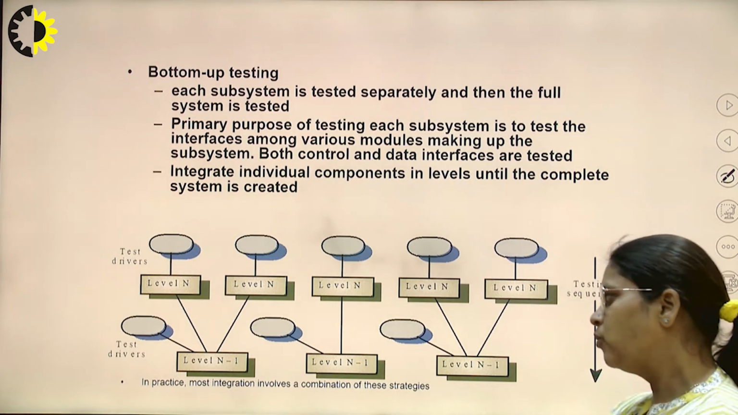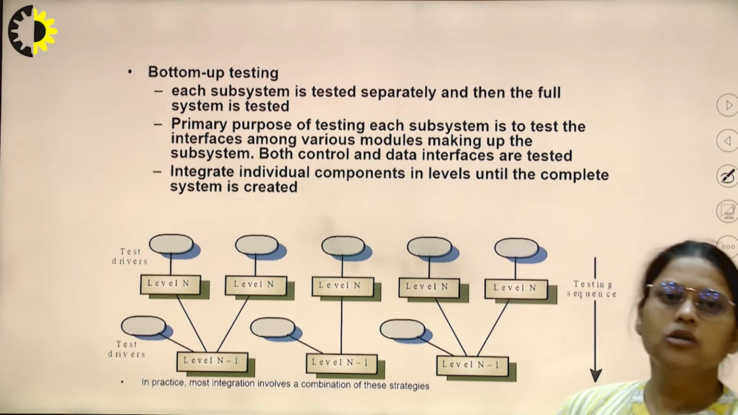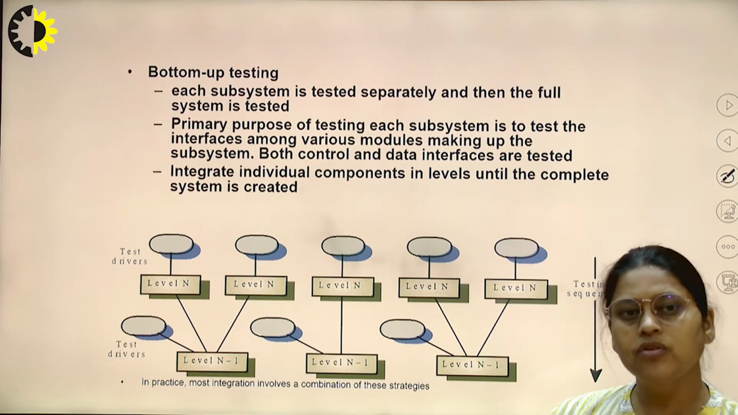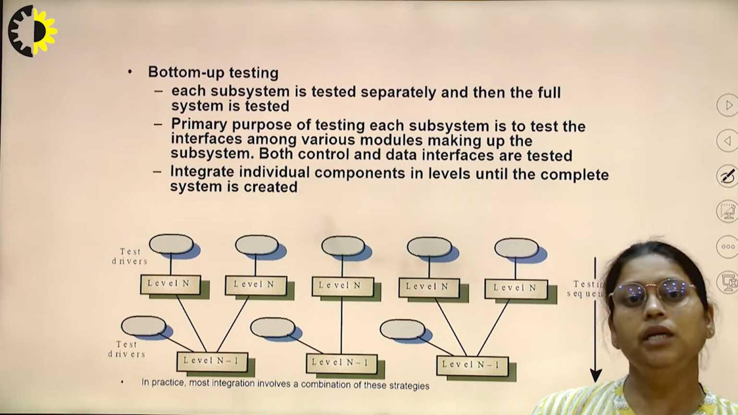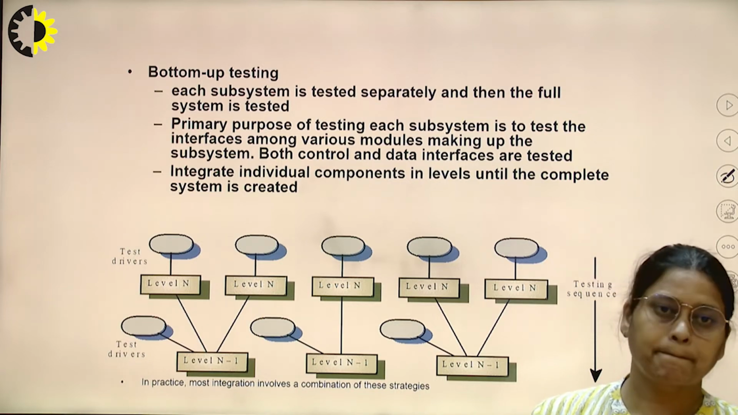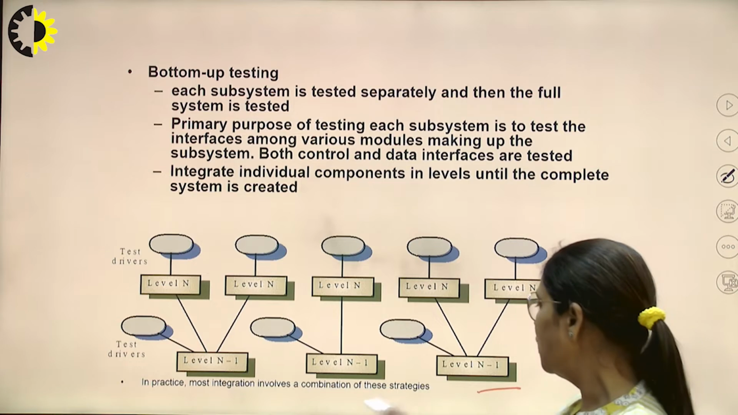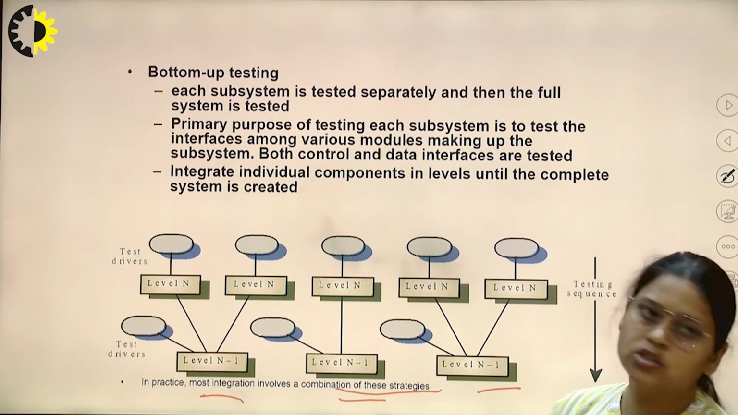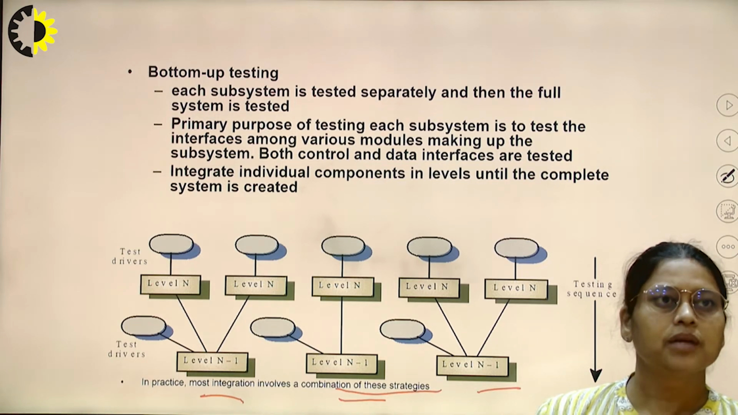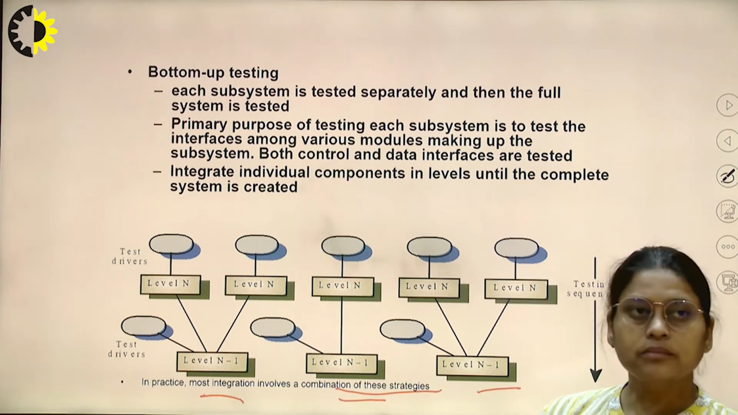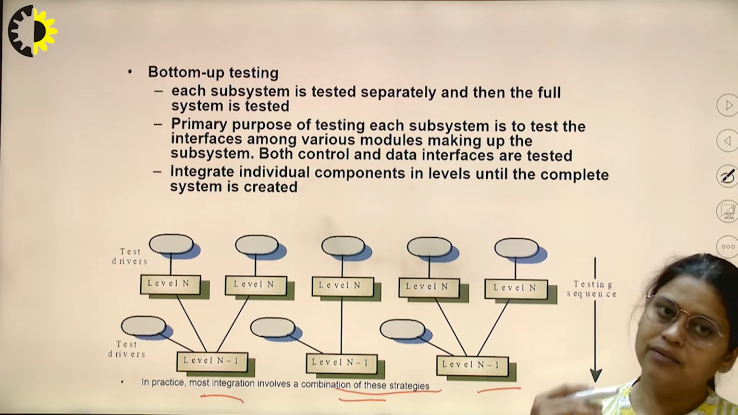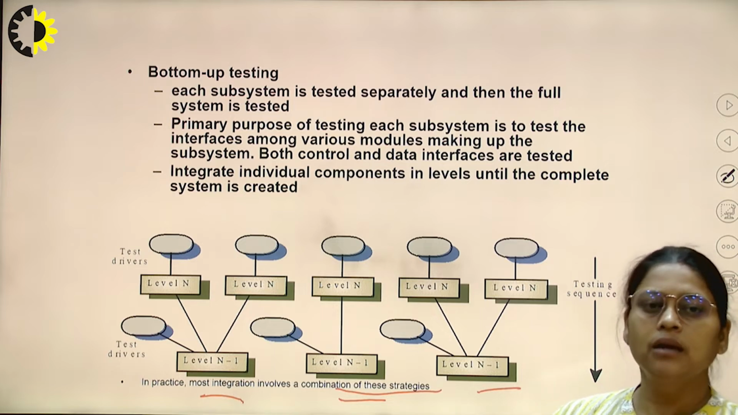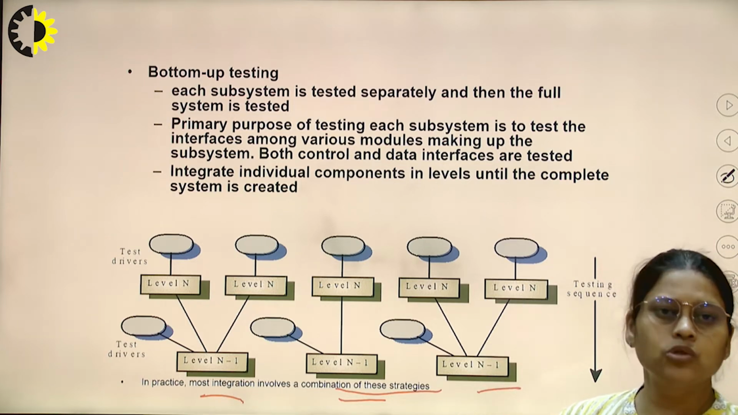Now, when we start from the bottom level, there is no need of generating stubs, but there is a need of a driver, because we start with the lower level. In practice, most integration involves a combination of these strategies. In the bottom-up approach, we start with the subsystem, then integrate all these sub modules and test the whole software.